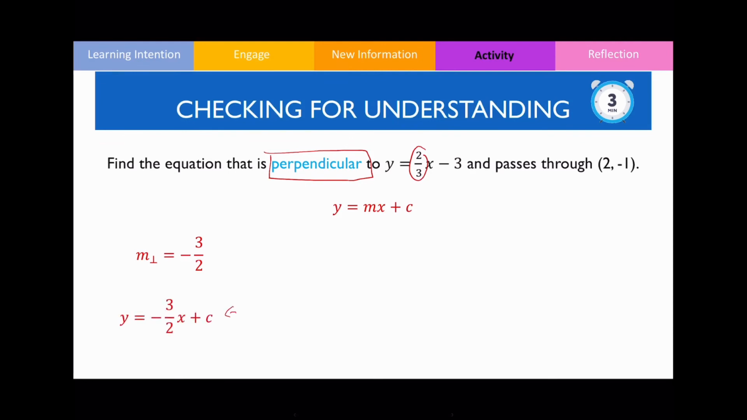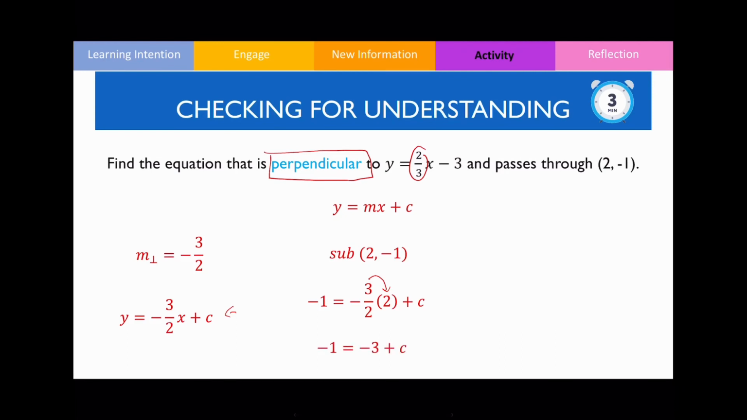So let's find the value of c. We're going to substitute the coordinates 2 and negative 1. Therefore, this is what your equation will look like. Now, in this case over here, I'm going to multiply these two because that's the multiplication. So negative 3 times 2 is negative 6. Negative 6 divided by 2 is going to equal negative 3.